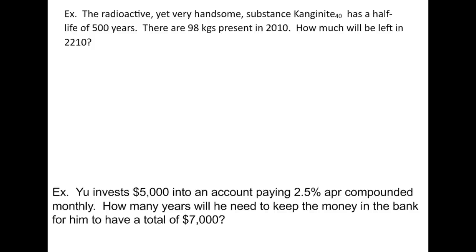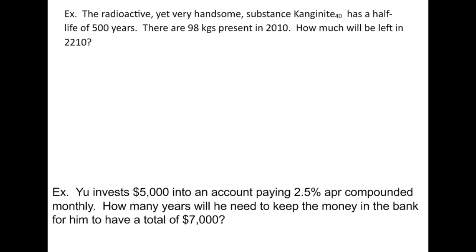Afternoon, everybody. I'm here today to talk about some word problems that deal with exponential growth and decay, and using logarithms to help me find or solve for the missing value in the problem. All right, let's take a look at a couple of ideas here.